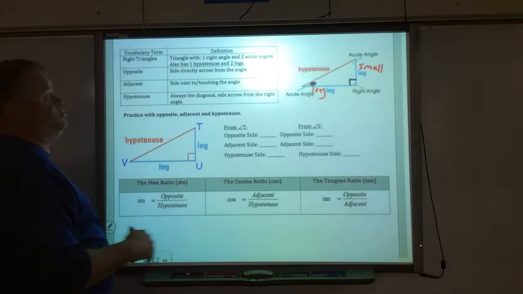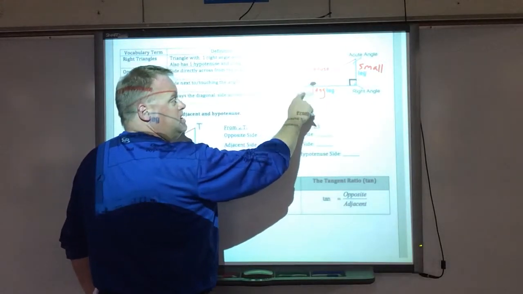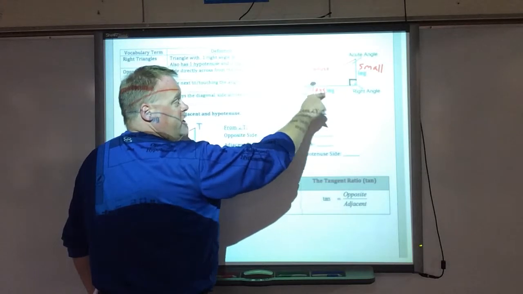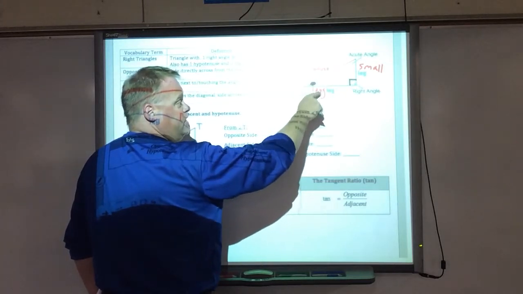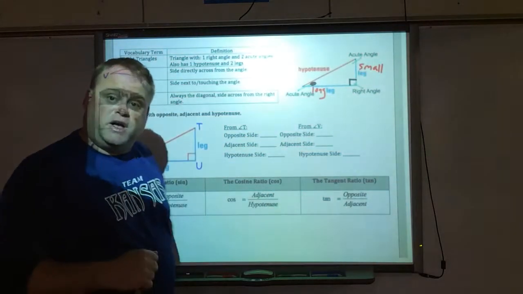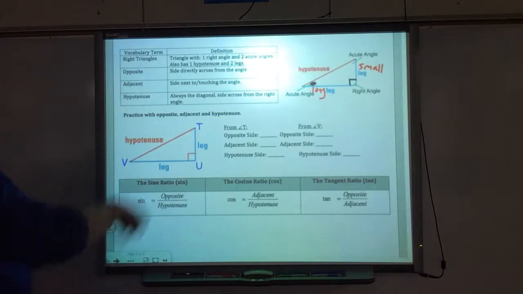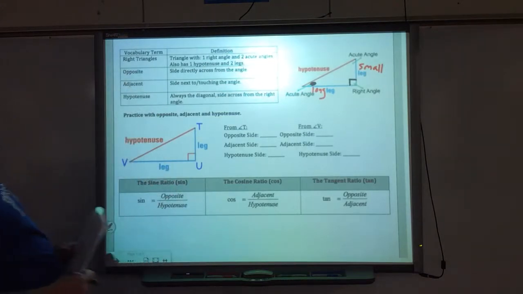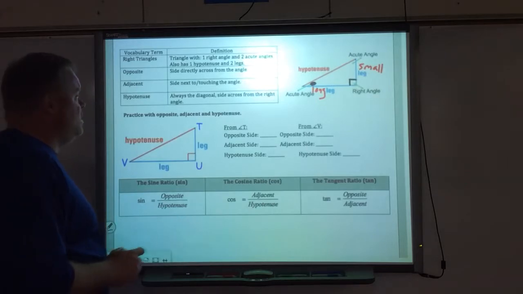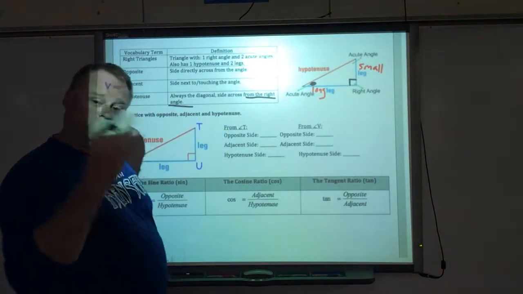Adjacent, the side next to or touching that angle. The long leg would be the side that is adjacent to this angle. This would be the long leg. It is touching my angle that I drew with the black circle. That is called adjacent side. All right? And then obviously the hypotenuse is always the diagonal side across from the right angle. Okay? Always across from the right angle. That's what I need you to remember.